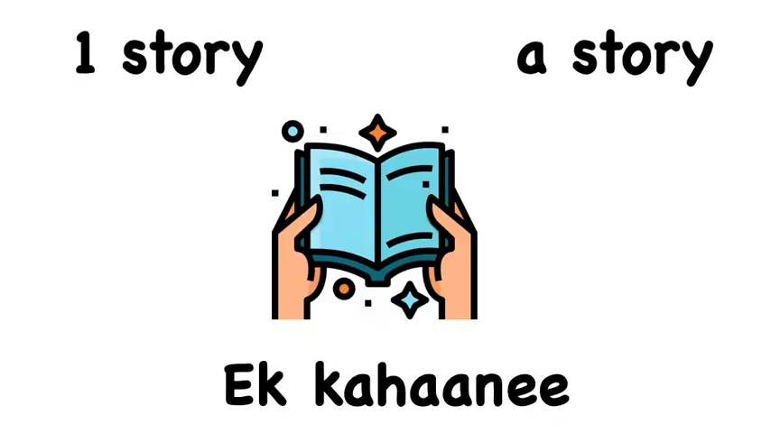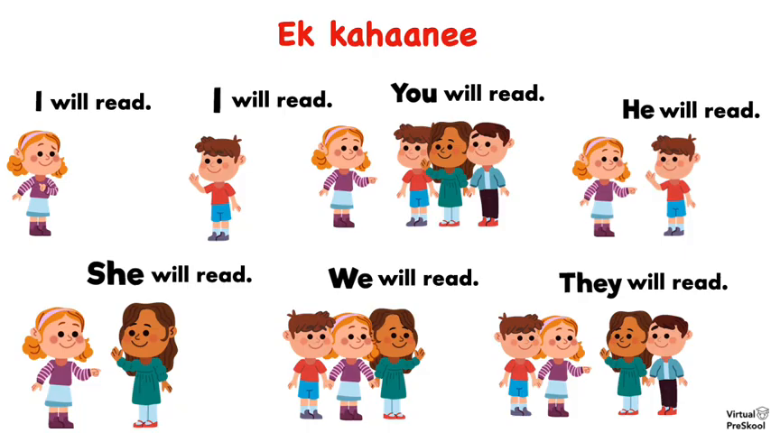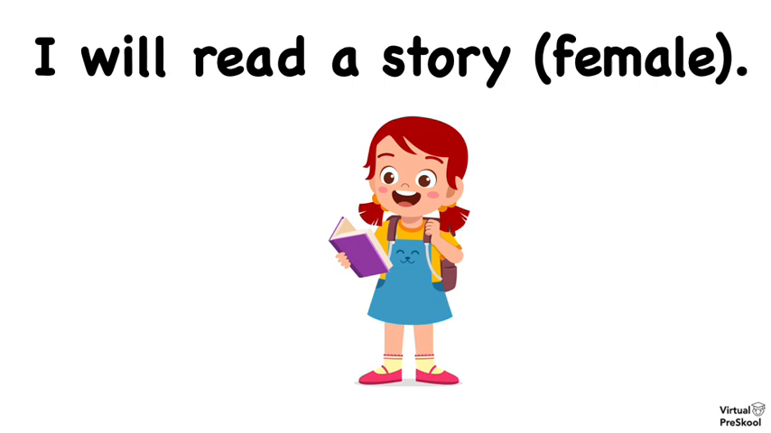Okay, now let's continue with future tense, but again, make the sentences more interesting by adding a story, which you know. So we're going to conjugate the verb exactly how we did a few minutes ago, but now we're going to add the words ek kahani. So for the first one, it would be, I will read a story, and the speaker is a female. I will read a story.